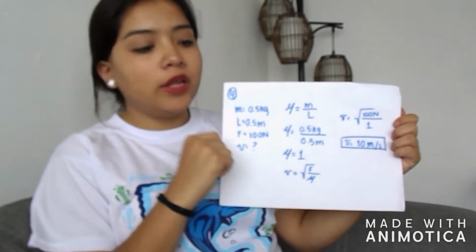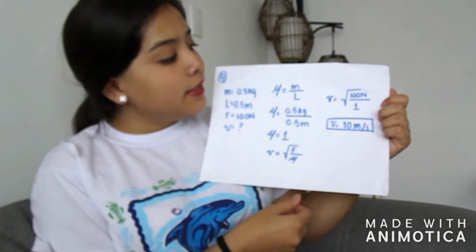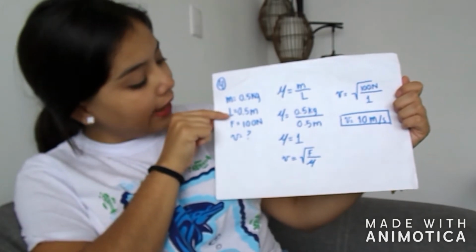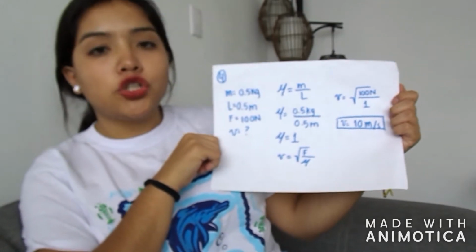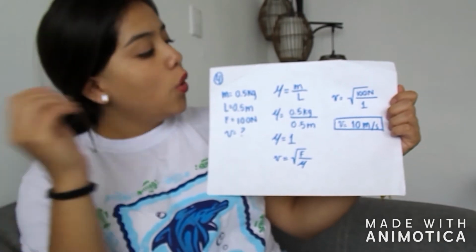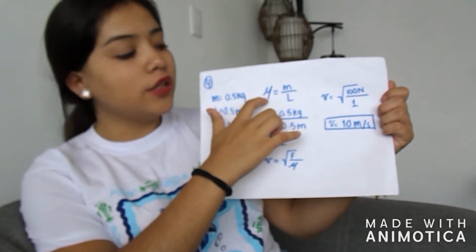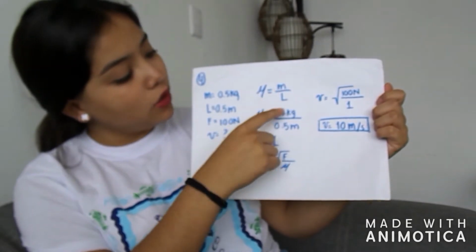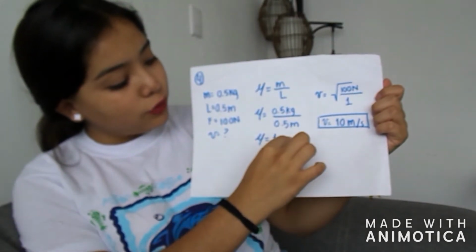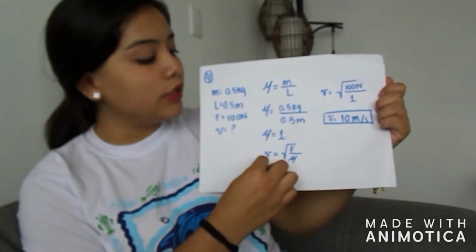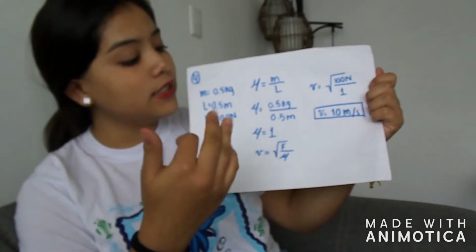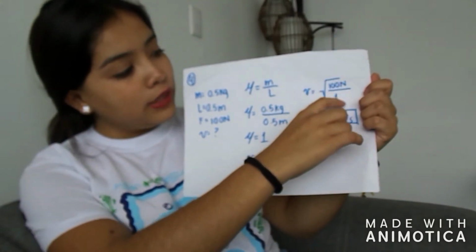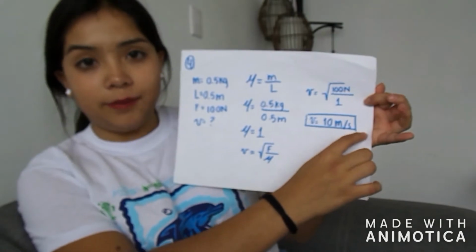In problem number 4, they are asking us for velocity. The data that they are giving us is mass, length, and force. So first of all, we need to know the constant of mu, and we divide the mass over the length, and it gives us 1. Then we substitute our values in the velocity formula, that is the square root of force over mu, and we divide them, and this is the velocity.